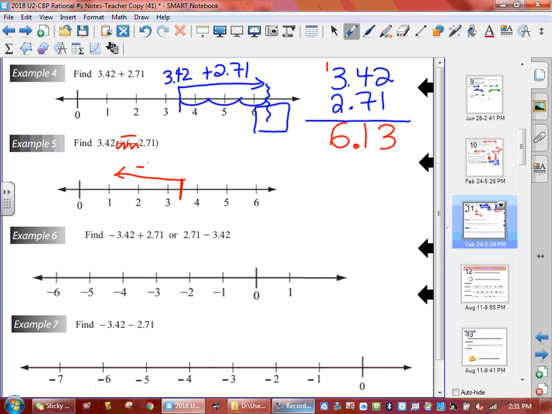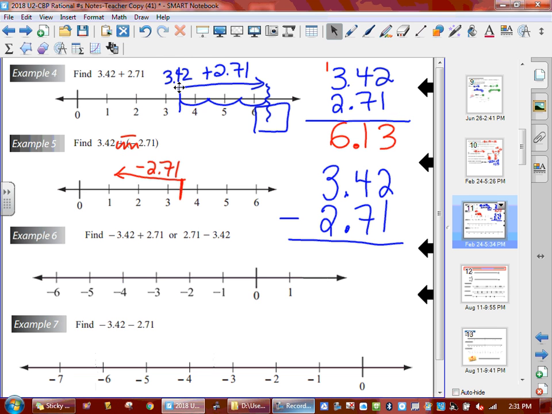Well, we're going to do it this way again. 3.42 minus 2.71. All right. Now, when we subtract, we have to move right to left. It's different from when we add. So, we would subtract here. How many do we get? Well, oh, sorry, no, we don't. We go the other way still. So 2 subtract 1 is 1.